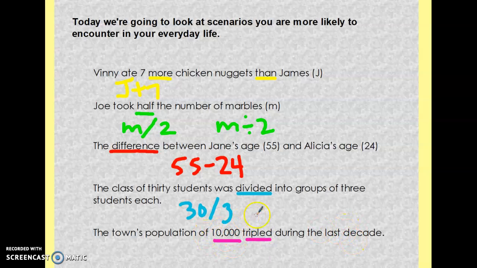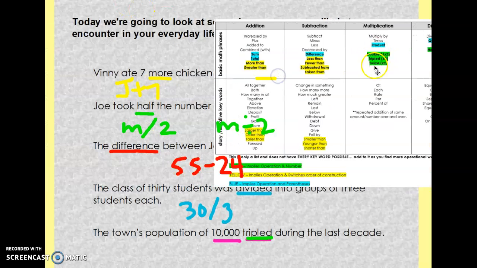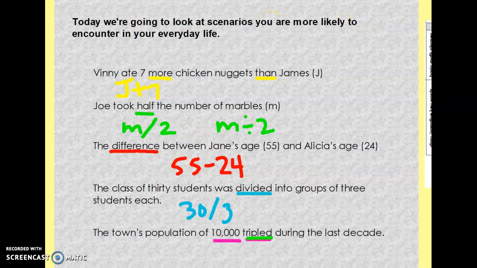The town's population for the next one of 10,000 tripled during the last decade. So 10,000 tripled. If you remember, tripled was one of those green words, right? One of those ones that implied an operation and a number. So tripled means to multiply by 3. What am I multiplying by 3?